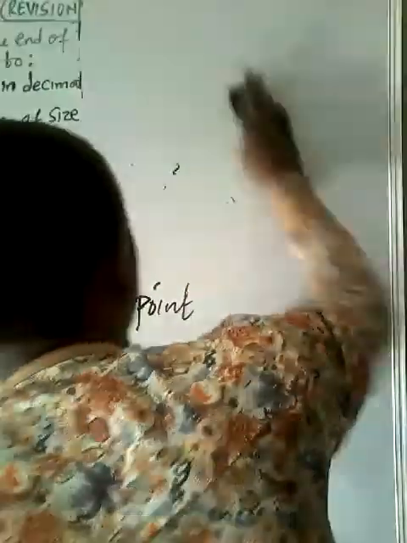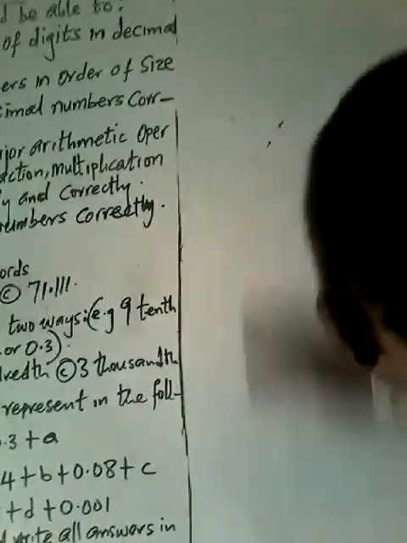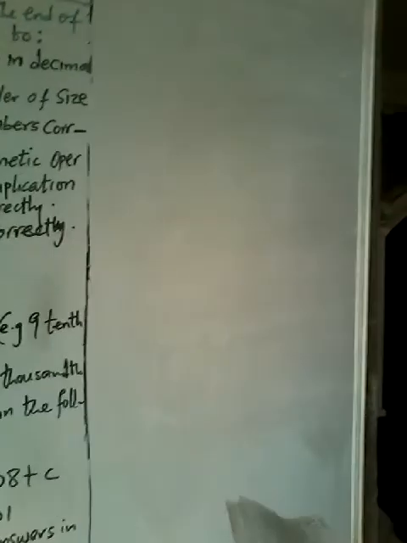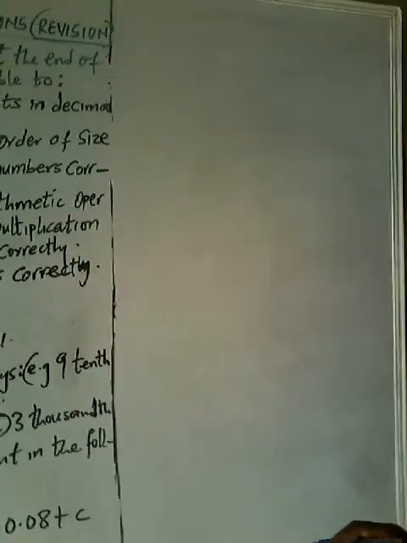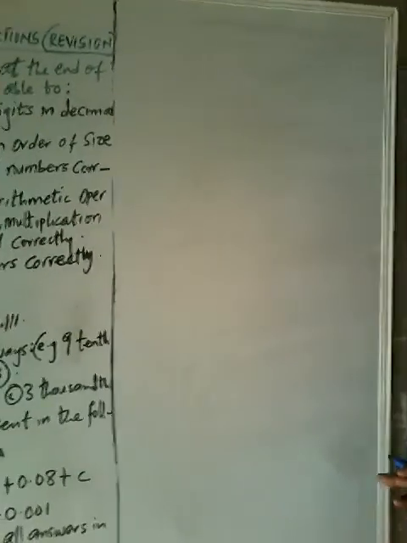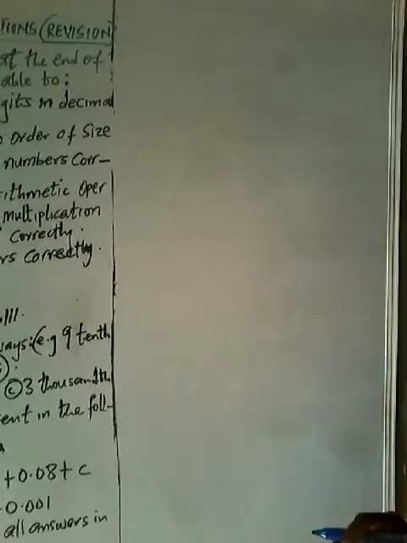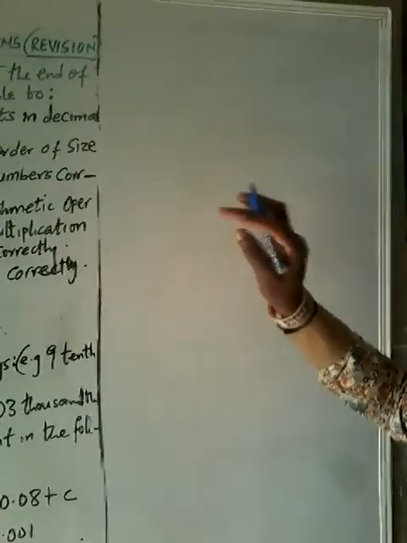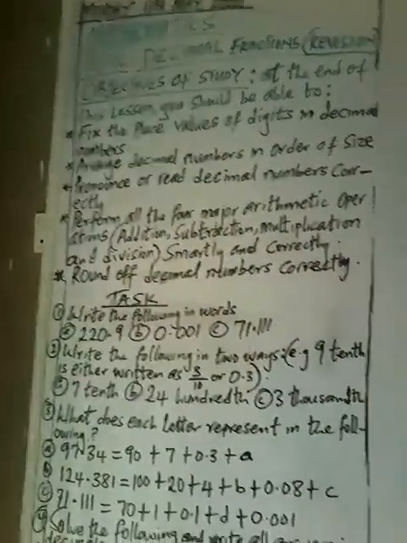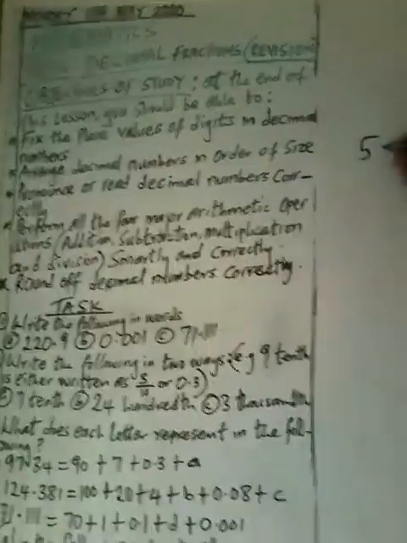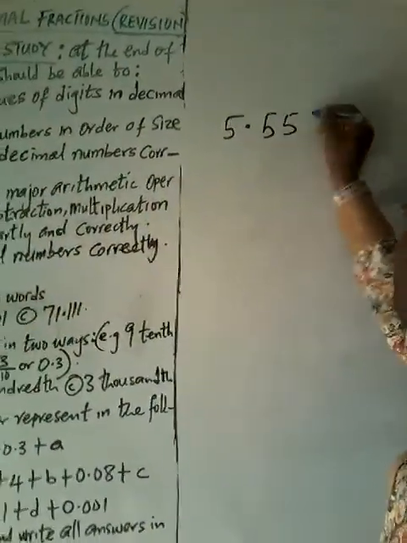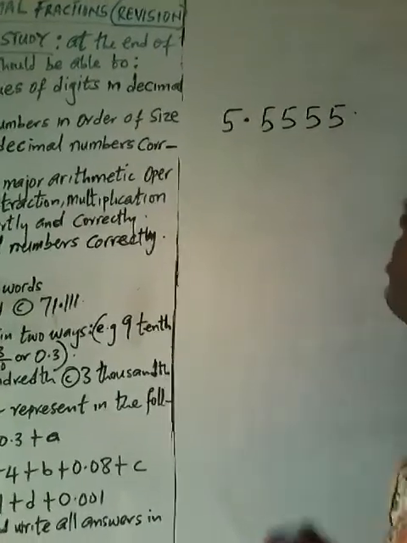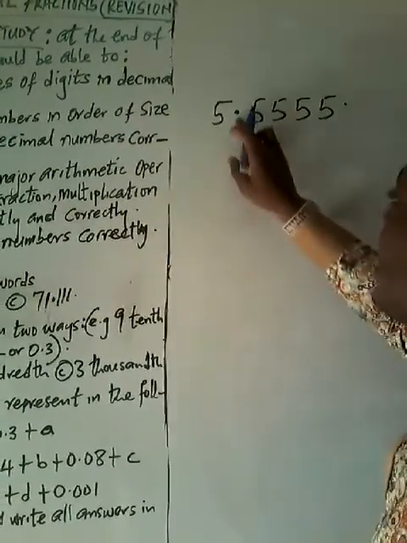Now, let us start the explanation. I want you to pay very active and very deep attention to what we are teaching. Now, we want to visit how you fix place values to the digits in a decimal number. I want to start by giving an example: 5.5555. This is a decimal number because it has a point.